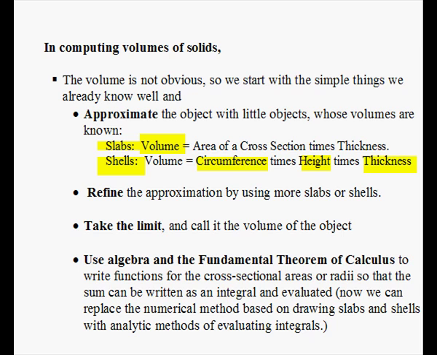Okay, so once we've approximated it by these little objects, then we refine the approximation by using more and more slabs or more shells, a finer approximation across the object, and then take the limit and we call it what we get in the end, the volume. We do have to use algebra and some of the fundamental theorem of calculus to write the functions nicely so that we have nice definite integrals when we're done. But that's basically what you do to calculate the volume of solids.